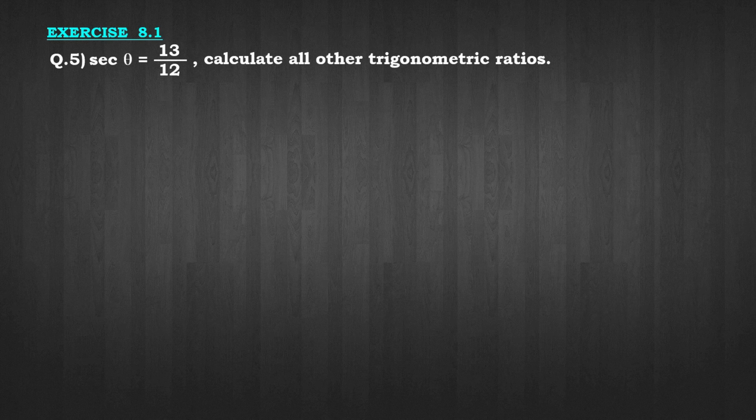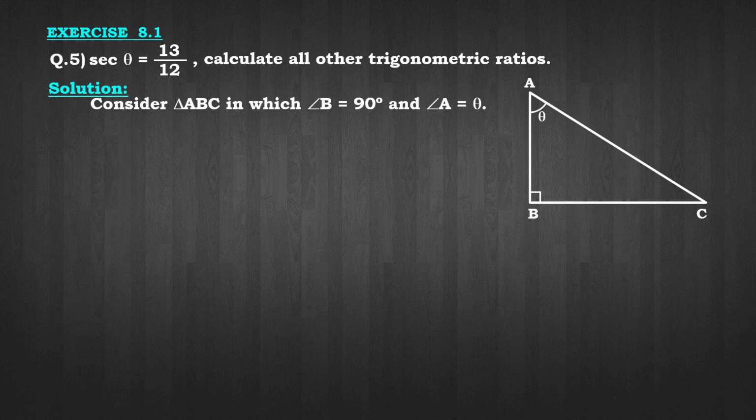Let us now solve question 5. We are given that the value of secant theta is 13 by 12 and we are asked to find all the other trigonometric ratios. First, let us draw a right-angled triangle to represent the given information. Consider a triangle named ABC, which is right-angled at point B. Let angle A be equal to theta.